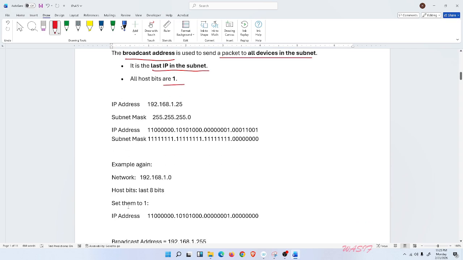Now let us work with this one. This is the IP address and this is the subnet mask. We know the network portion. This is the network portion, and you cannot make any changes in the network portion. The only changes you can make are in the host portion. This is the host portion, where you can make changes.